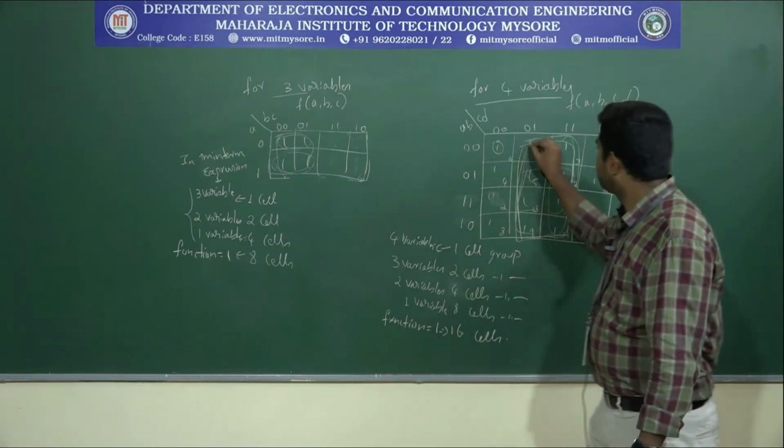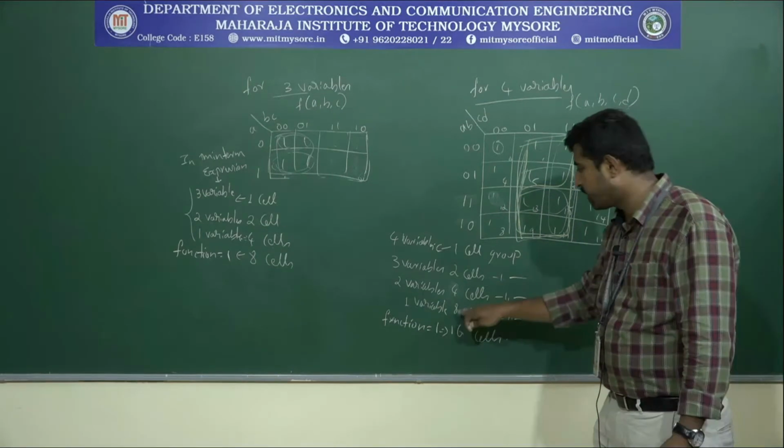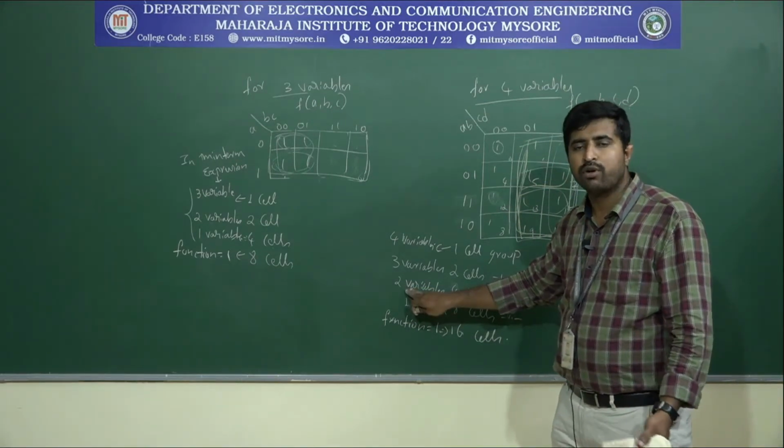Instead of doing these 4 ones and this 4 ones separately, we should not do that, because we will get a 2 variable expression for each. That means 4 literals will be there.